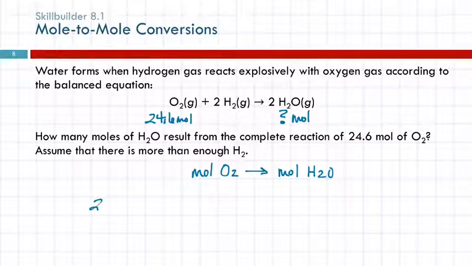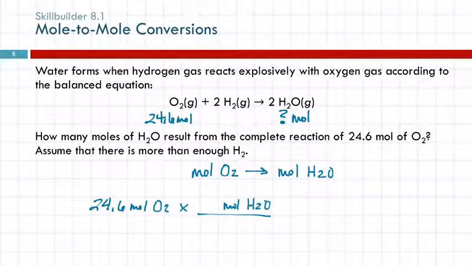So our starting point is the number of moles of oxygen, 24.6 moles of oxygen. One arrow, one factor. Moles of water on the top, moles of oxygen on the bottom. My path tells me what goes in the numerator. Moles of oxygen to moles of water. I put moles of oxygen down here because I need this unit to cancel out. So those units go away and I'm left with the unit I want.